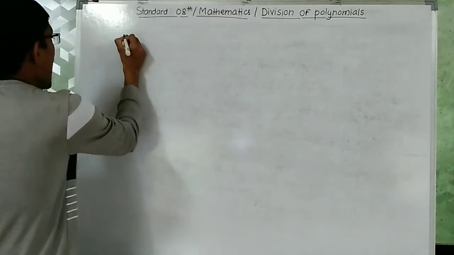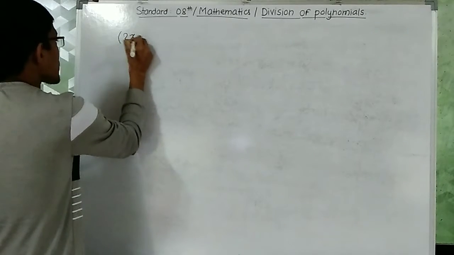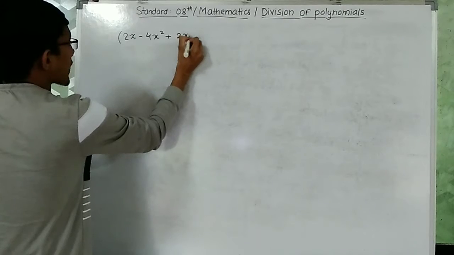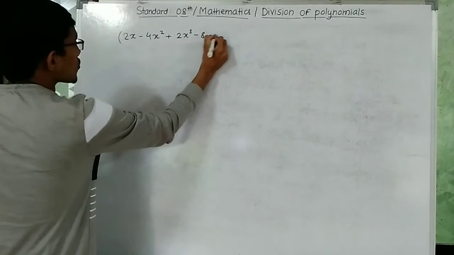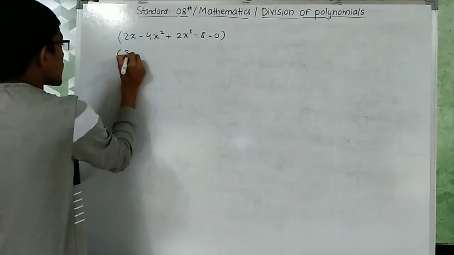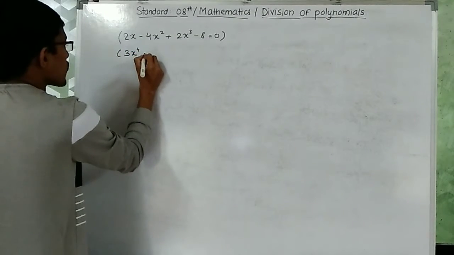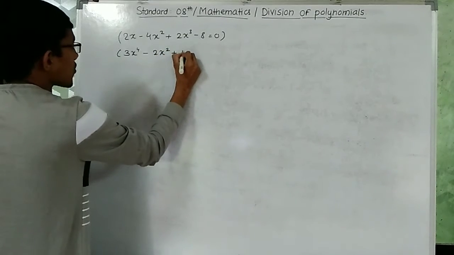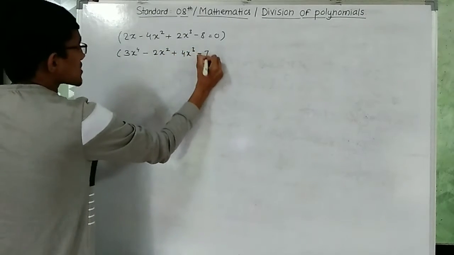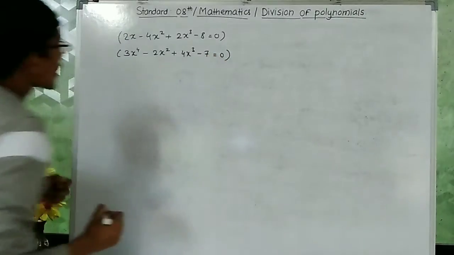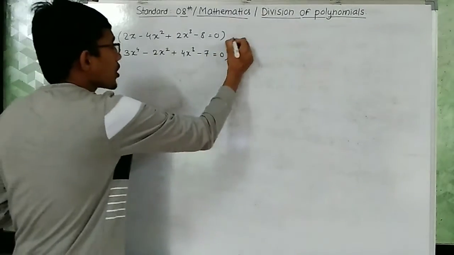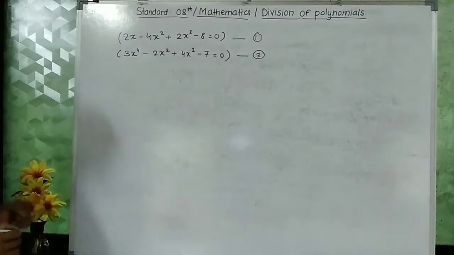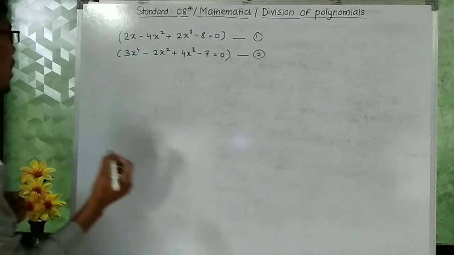Now I would like to add these two polynomials, that is 2x minus 4x square plus 2x cube minus 8 equal to 0 and 3x raised to 4 minus 2x square plus 4x cube minus 7 equal to 0. Now there are two polynomials. This is polynomial number 1 and this is polynomial number 2. And I want to add both the polynomials.